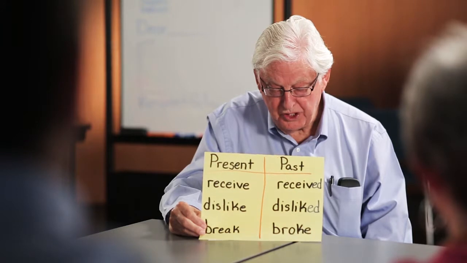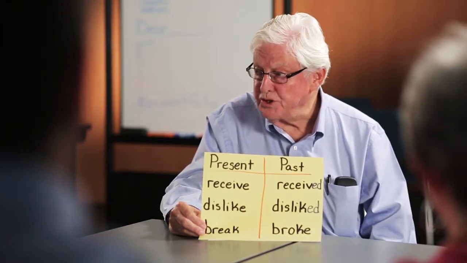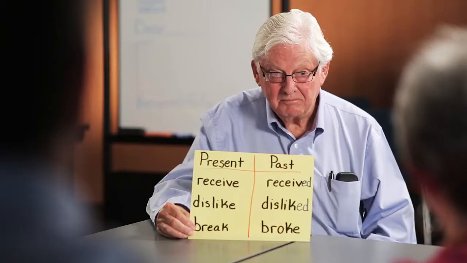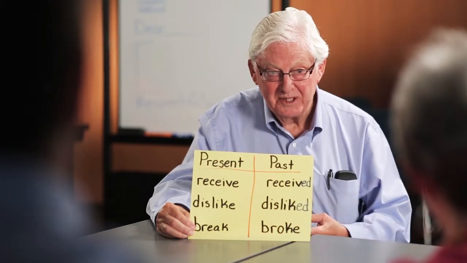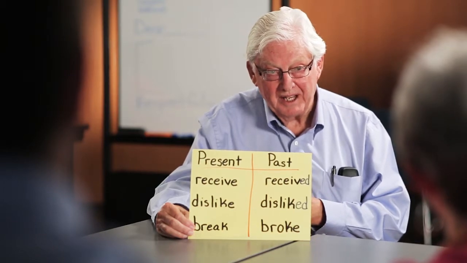Today, I receive. Today I received. Yesterday, I received. Today, I dislike. Yesterday, I disliked. Today, I break. Yesterday, I broke. This is entirely different than the previous examples. It's an example of irregular tense.